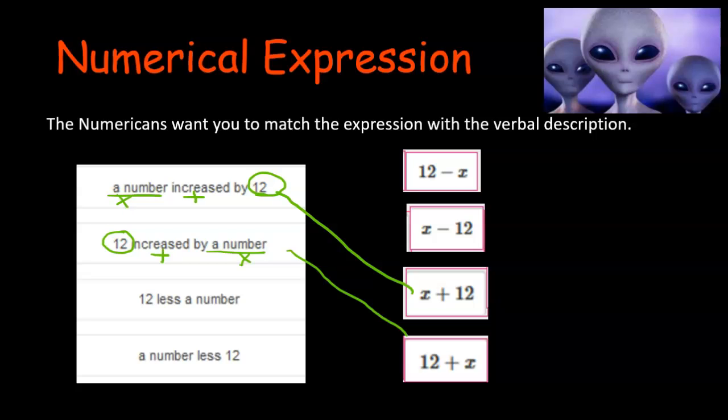12 less a number. Well, here's our 12. Less, we already know less means subtract. And our variable will be an x. So we're looking for 12 minus x. Oh, there it is. The Numericans are going to be so happy. And then the last one is a number less 12. So a number is our variable. We already know less is subtraction. And 12 is our number. We're going to look for x minus 12. There we go. Beautiful.